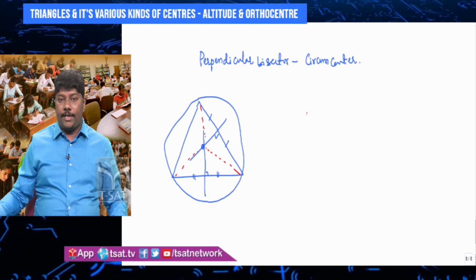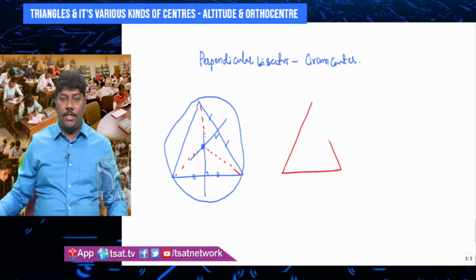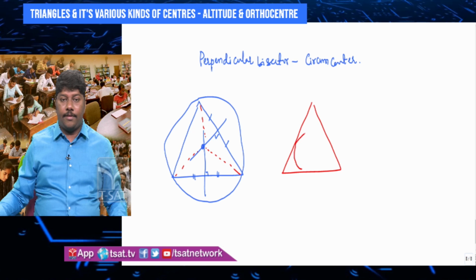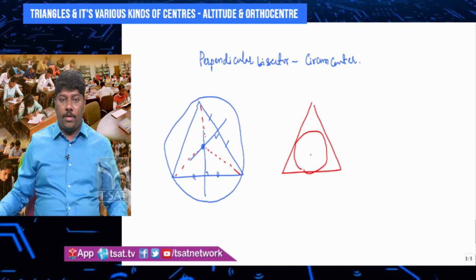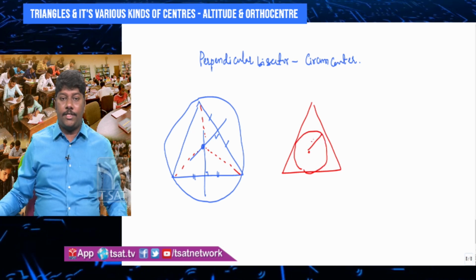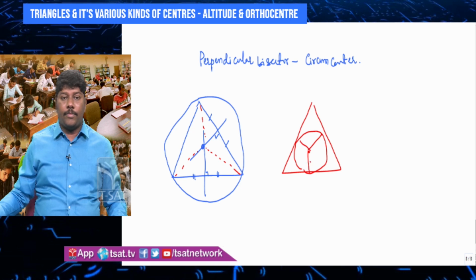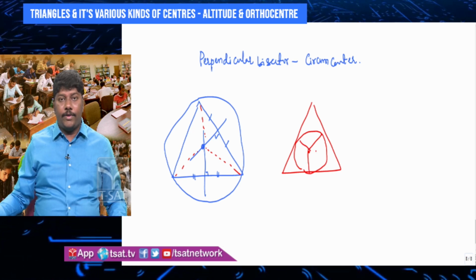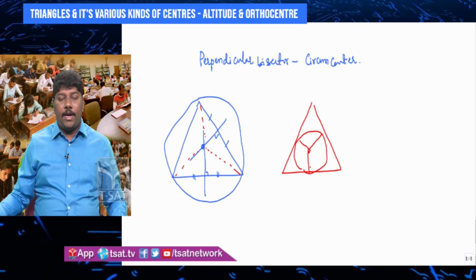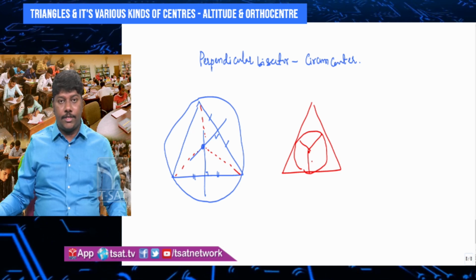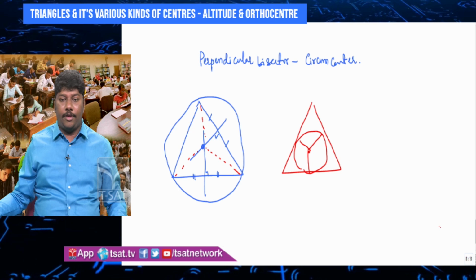When it comes to incenter, it means you can draw a circle inside. Therefore, I would say it is equidistant from all the sides. This is incenter. So, remember, incenter is always equidistant from the sides given and circumcenter is always equidistant from the vertices. These two are very, very important.